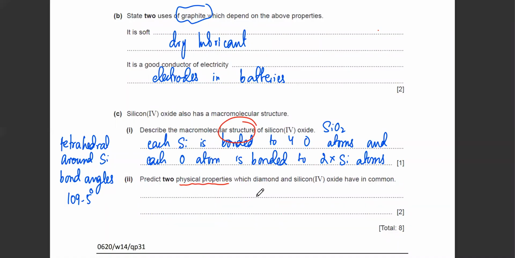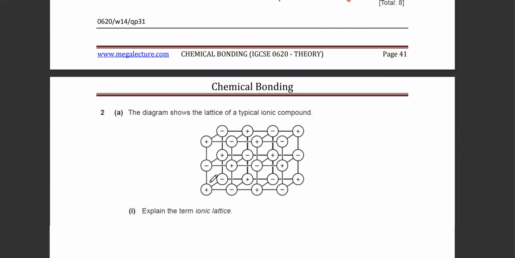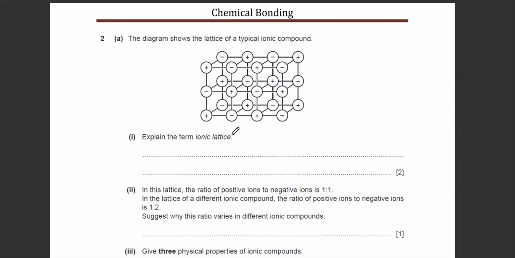So predict two physical properties: they're very strong, having high melting points. Tell me one other property. They're bad conductors of electricity, because they don't have any free moving electrons. All the electrons are involved in bonding. So they're poor conductors or bad conductors of electricity.